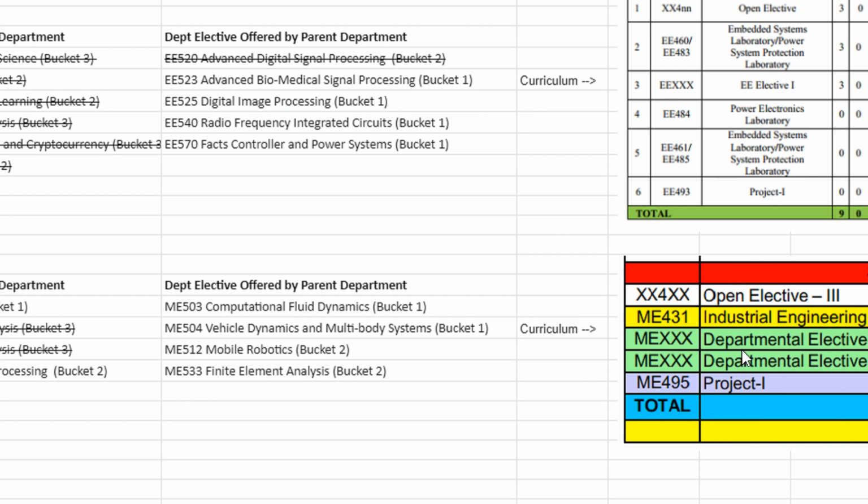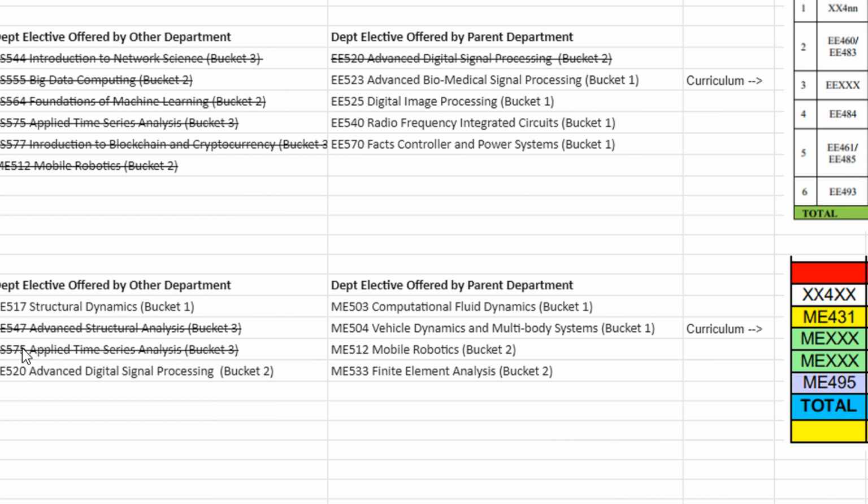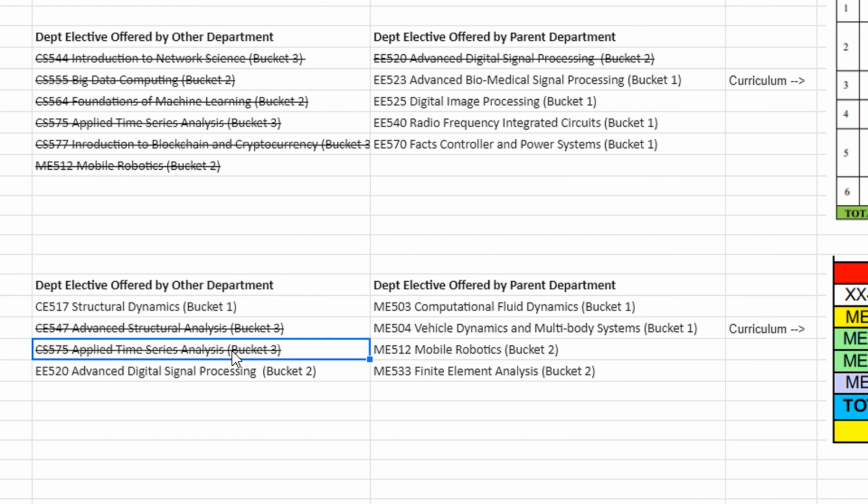As you can see, there are some subjects offered in bucket 3 for the mechanical department, but they have been crossed out because you cannot take them.